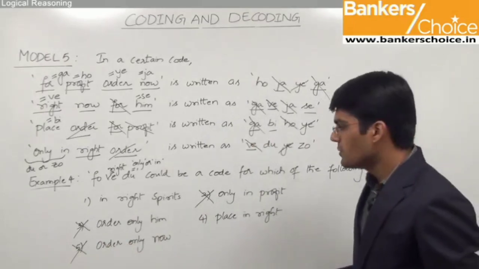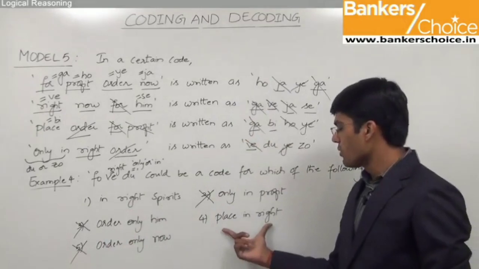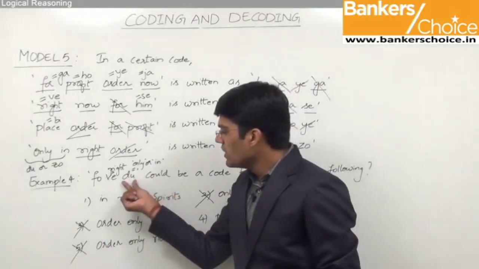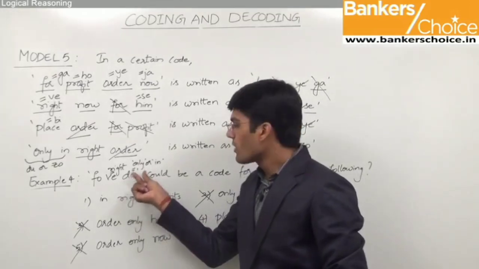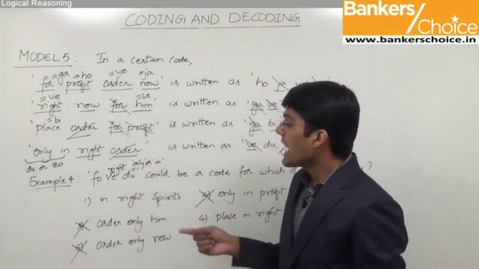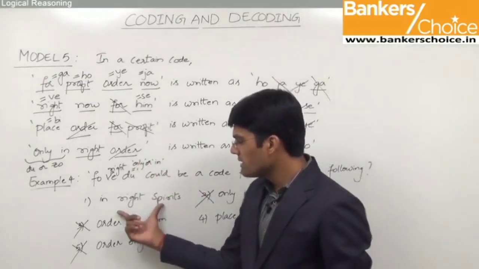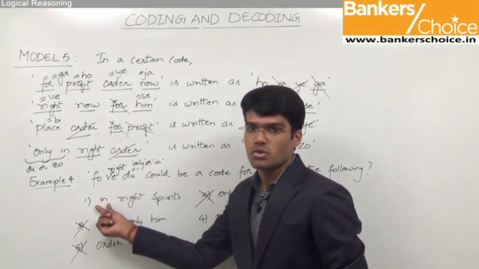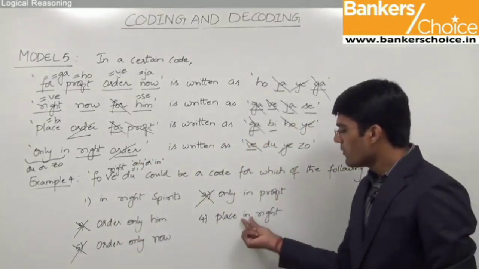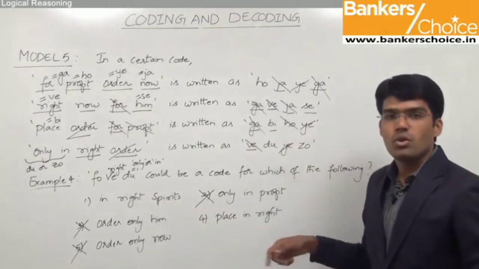And the correct answer has to be either option 1, that is "in right spirits", or option 4, "place in right". Now if you look at the word DU, it is a coded word for only or "in". So definitely the correct answer should either have "only" or the word "in". Now if you look at option 1, the word "in" is present. So again this may be a possible answer. And when you look at option 4, the word "in" is present. So we cannot eliminate any of these 2 options.